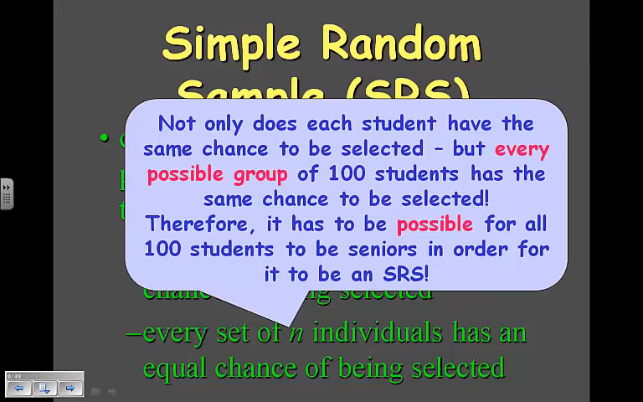So for example, not only does each student have the same chance to be selected, but every possible group of 100 students has the same chance to be selected. In order for it to be a simple random sample, it has to be possible for all 100 students to be seniors. Now that might not seem fair, but that's what makes it a simple random sample. If I'm picking 100 students at random from the school, it has to be possible that all 100 of them would be seniors. Not likely, but possible.